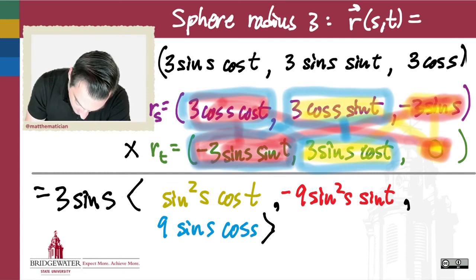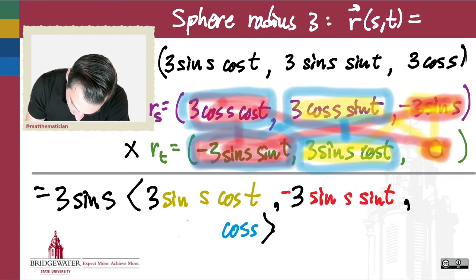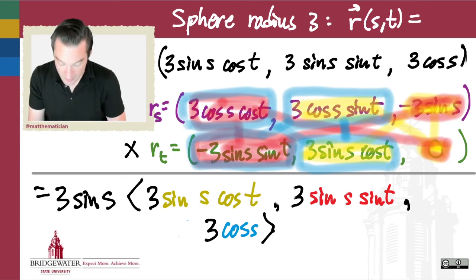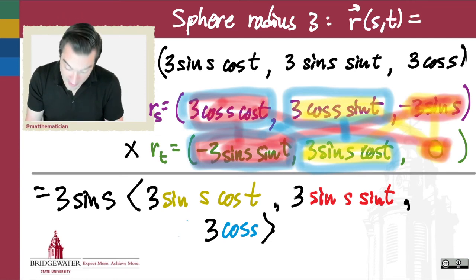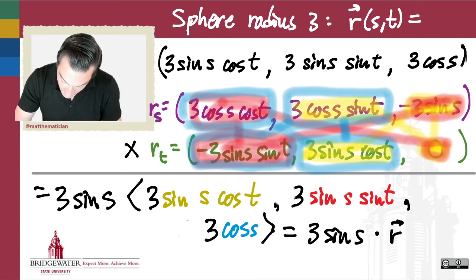And if I do that, then what I end up getting, so that part goes away, we get a 3 here, we get a 3 there, and we get a 3 here. And I think I might have had a minus sign out of place. Yeah, I don't know where that little minus came from just now. When I factor that term of 3 sine s out, what I end up getting here is just 3 sine of s times r of s and t.